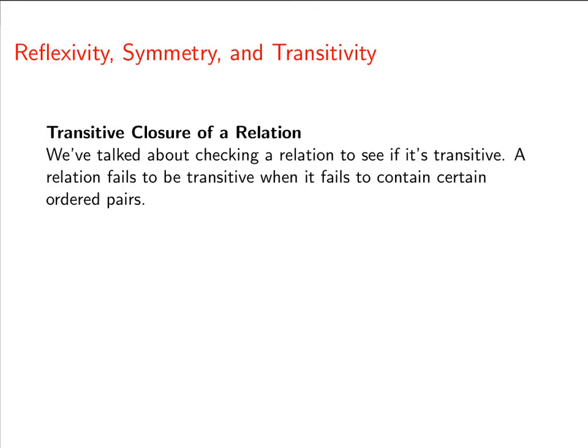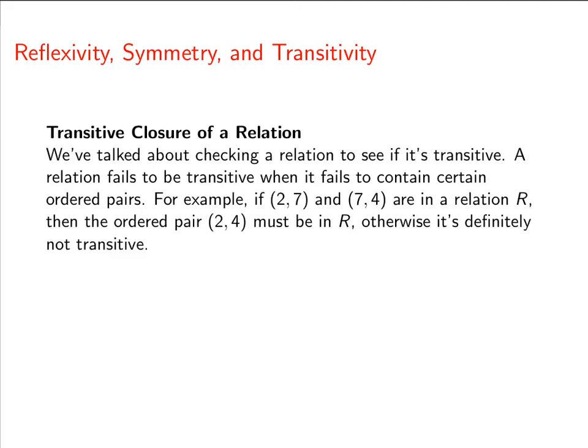A relation fails to be transitive when it fails to contain certain ordered pairs. So if you have a relation that contains (2, 7) and (7, 4), then the ordered pair (2, 4) has to be in the relation, otherwise it's not transitive.